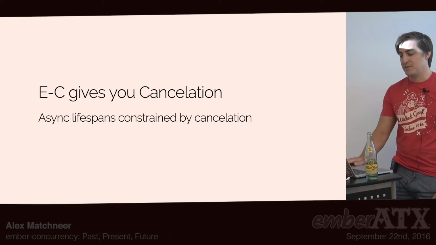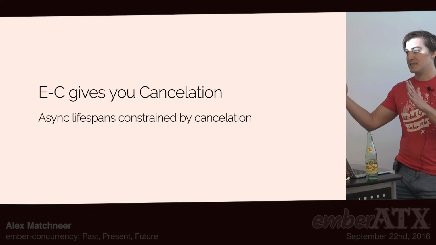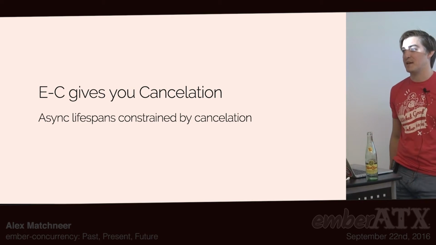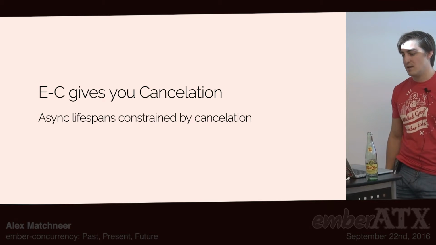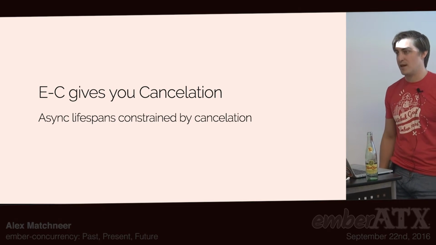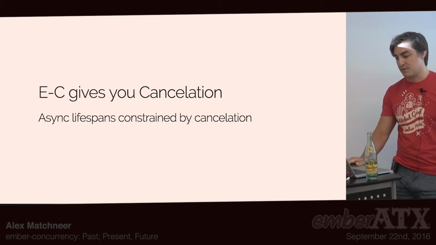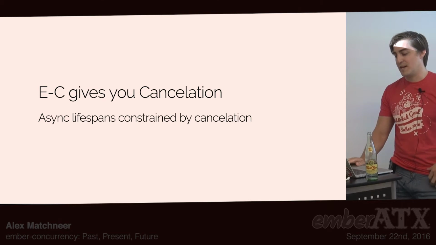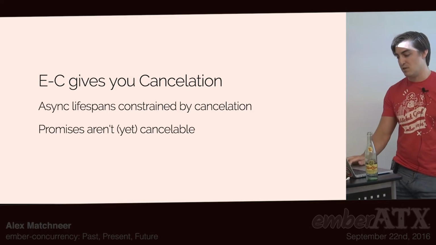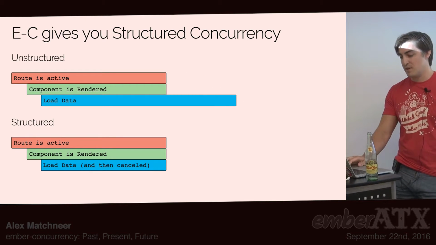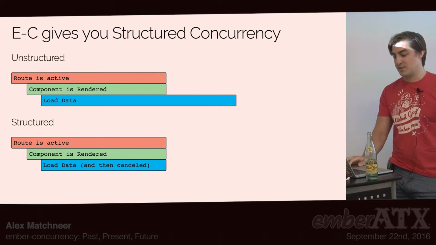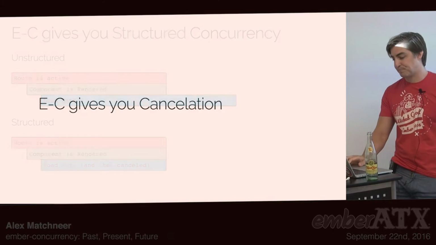And as a corollary, it gives you cancellation. If it's going to promise not to let these child processes live beyond a parent process, that means those child processes need to be cancelable, in a way that promises don't really give you, if anyone's ever tried to use them. So Ember concurrency gives you cancellation and makes sure that async lifespans are constrained by cancellation. If you're going to make the thing on top look at the thing on the bottom, that blue part at the bottom is a process that gets canceled.